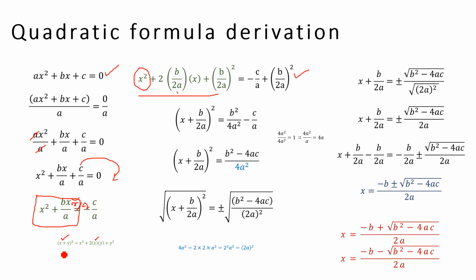Now if we look at this whole term, this is the x term, this is the y term, and compare it with the formula (x + y)² = x² + 2xy + y², then we can write it as (x + b/2a)². If we re-expand this term (x + b/2a)² and solve, we get back this same equation.